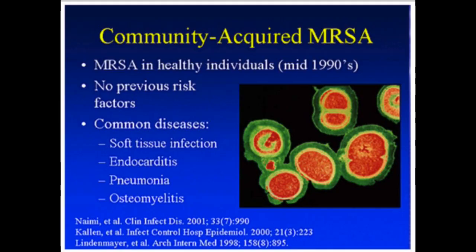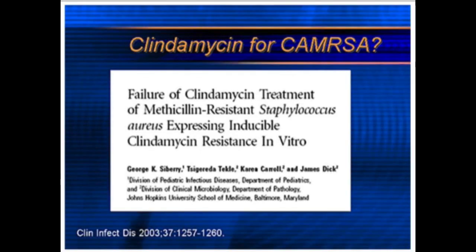Again, MRSA, as we know, was first described in 2001, or at least more cases were seen at that time. MRSA has been associated, as we know, with soft tissue infections, endocarditis, pneumonia, and osteomyelitis. This article came out in Clinical Infectious Diseases in 2003.